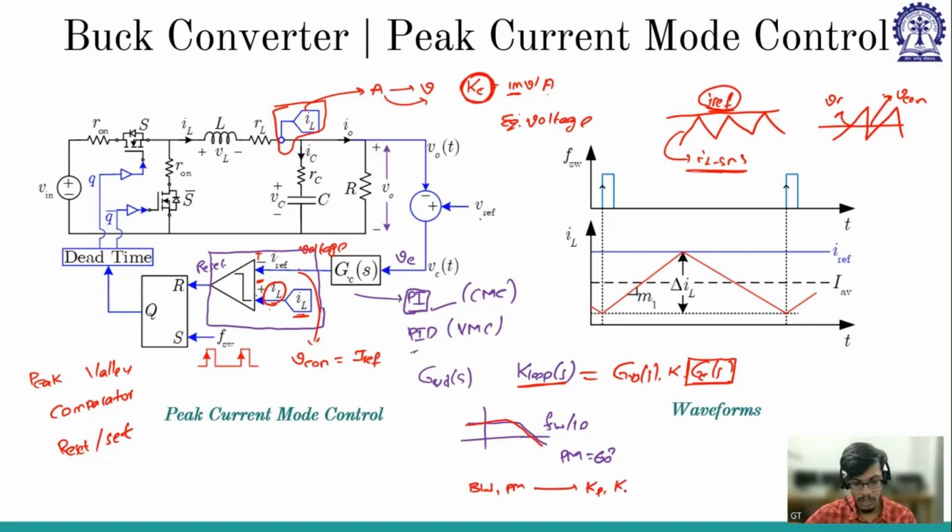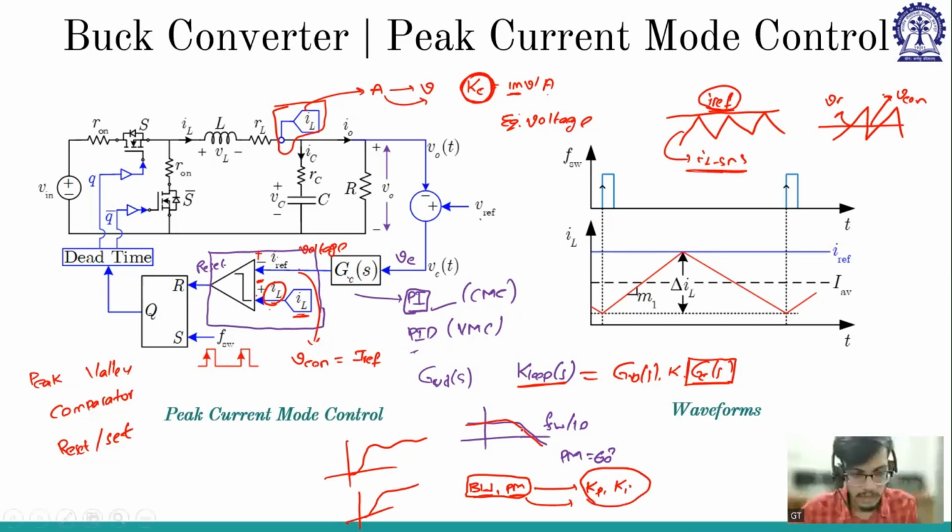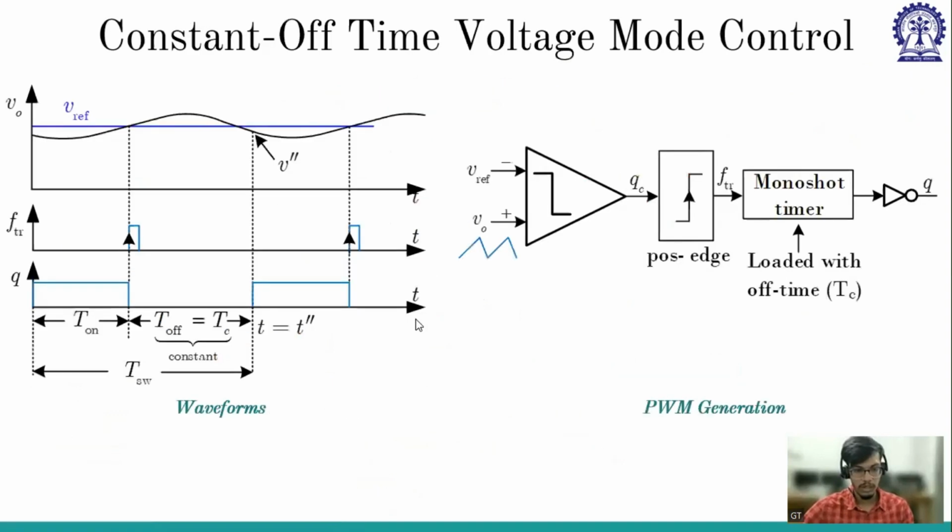If I choose very low bandwidth, then the transient response will be poor and slow. And depending upon the phase margin, there will be oscillations. So depending upon the phase margin, the inductor current will go like this or like this. Depending upon this, our transient response will be affected, which in turn depends on KP, KI. So is that clear?